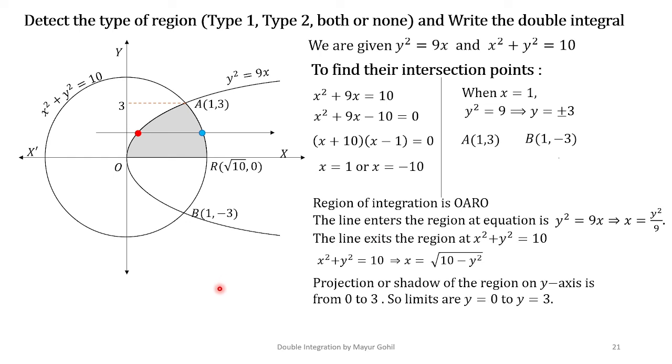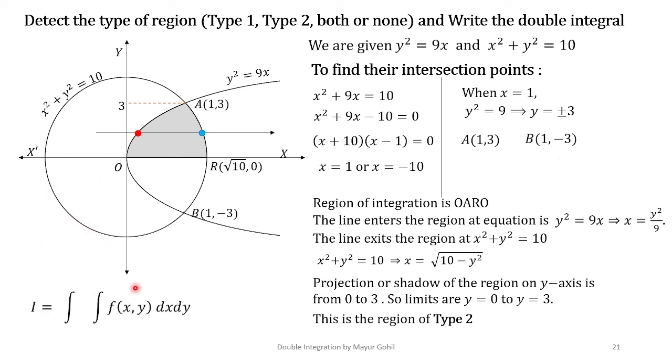Let us see how to write the integral now. We have calculated the limits as well as the projection, so our claim should be clear that this is the type 2 region, because we have passed a horizontal line and we are able to see it. Now let us write the double integral.